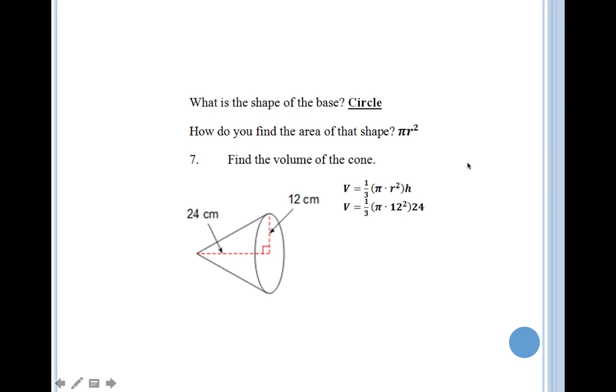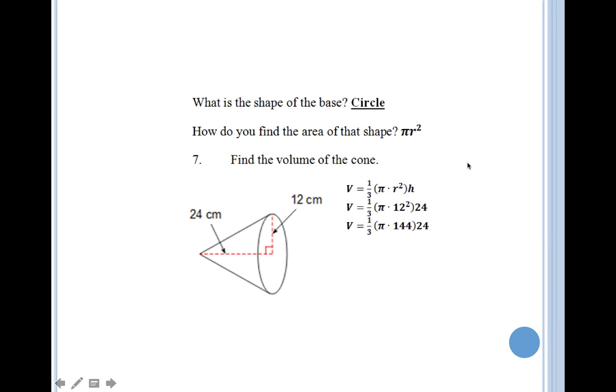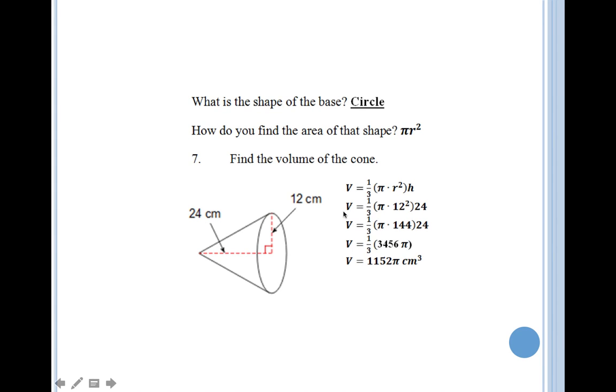First thing I'm going to do is 12 squared, or 12 times 12, that's 144. Next I'm going to do 144 times 24. Use a calculator, please. That gives you 3,456. And notice I'm just dragging this pi down. That's all you're going to do with it today. 1/3 times 3,456 gives me 1,152. Again, don't forget that pi. He's just getting dragged through the entire problem. Last thing, look at your units. Centimeters, centimeters, it's going to be centimeters cubed.